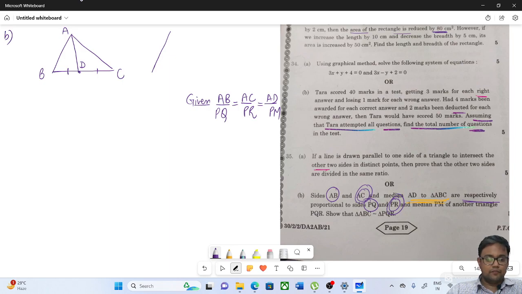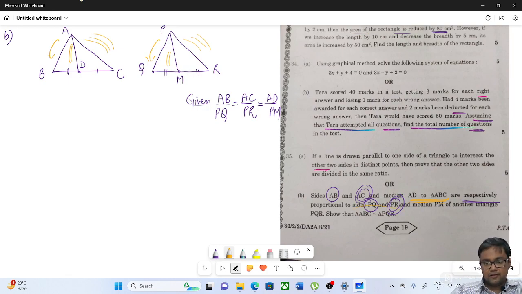another triangle here, PQR, which also has a median visible here, PM. Now what is given to us is that AB upon PQ is equal to AD upon PM is equal to AC upon PR. We have to show the two triangles, visible here, are similar.